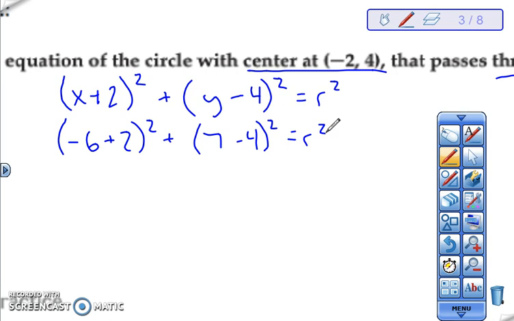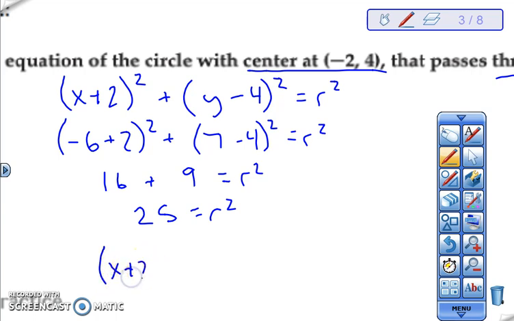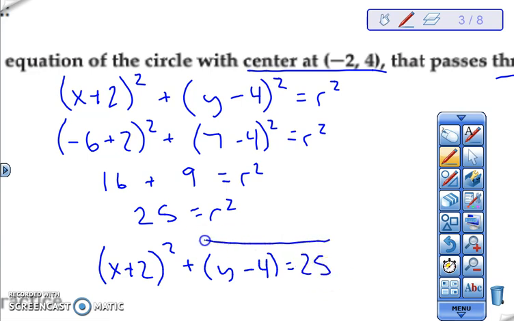So if I take (−6 + 2)², that gives me 16. (7 − 4)² will give me 9. All right, add that up. Gives me 25. And like I said, our goal is to write the equation of the circle, not actually solve for the radius. So I know that if I wanted r, I could take the square root there, but I don't actually care what r is, because in order to write the equation, I only need r².